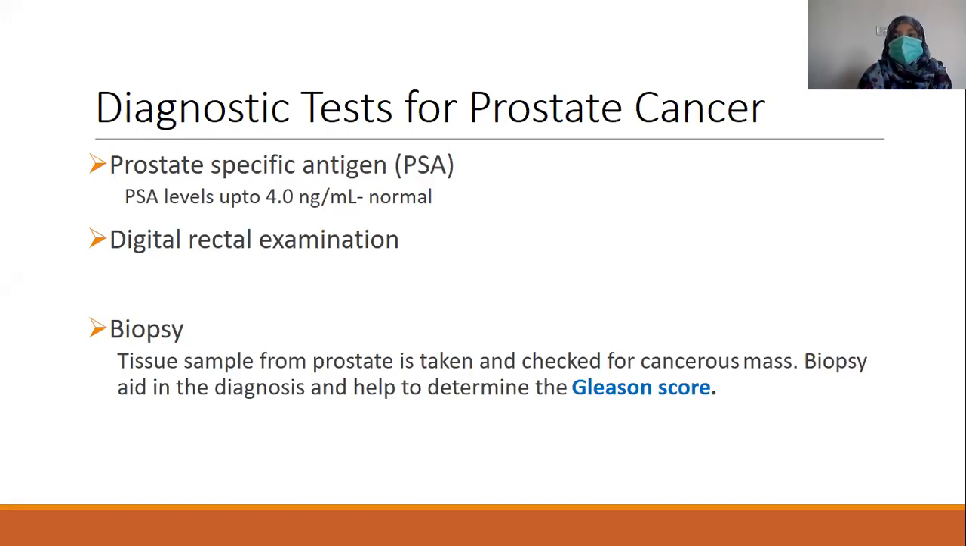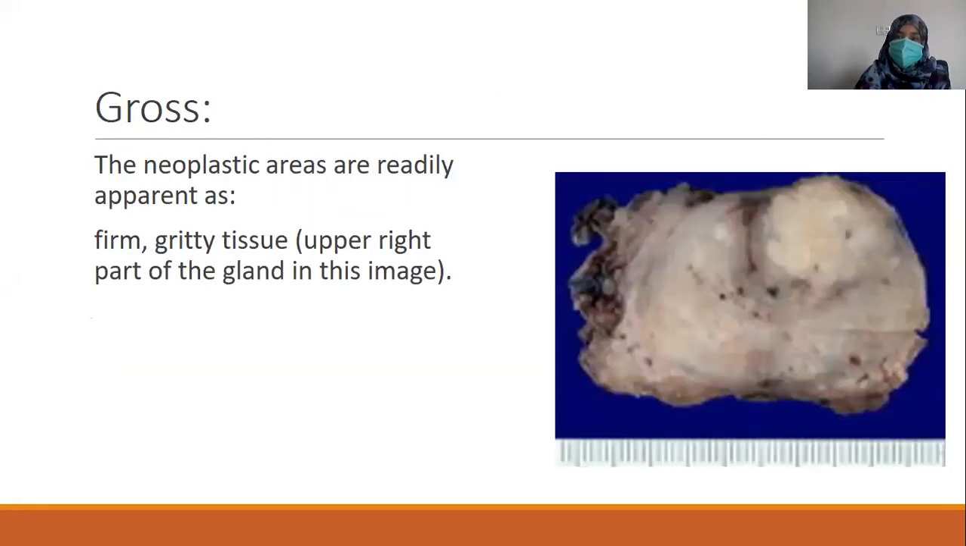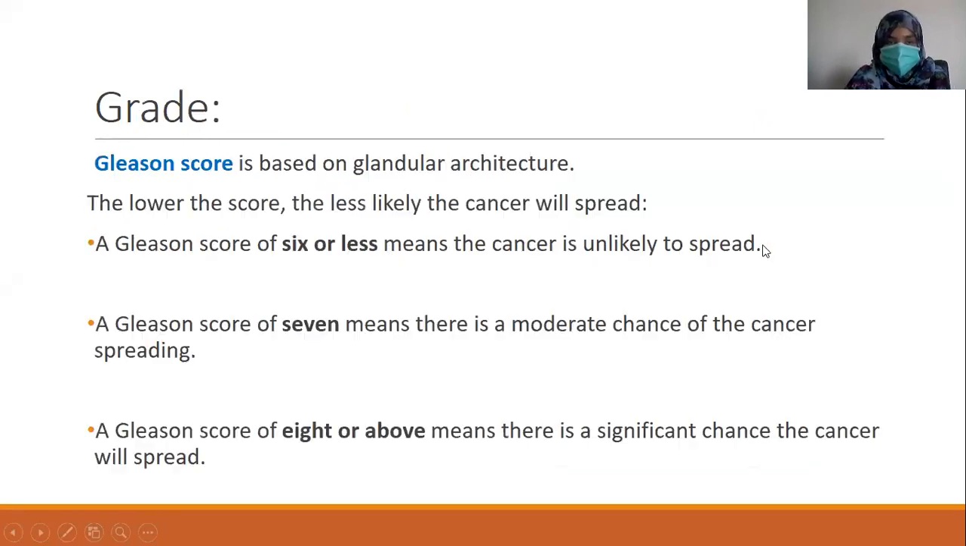Beta, this Gleason score is not given in your book, but most examiners ask about it. So I think we should focus on it, so that whenever you are asked, you know what the Gleason score is. Grossly, how does prostatic carcinoma look? It looks firm and gritty. As you can see, this is the firm, gritty appearance of the gland.